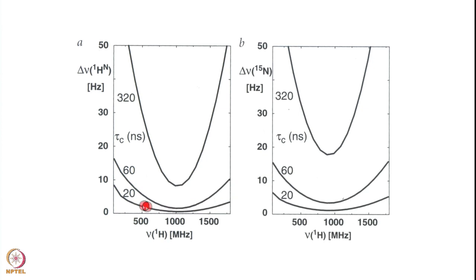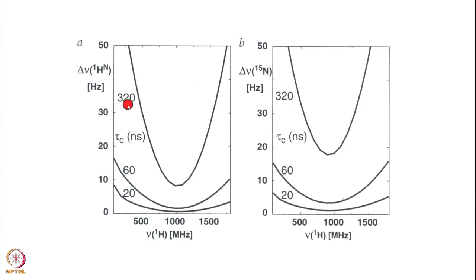And these various numbers indicated on the curves actually indicate the correlation times. The correlation time reflects the size of the molecule. Okay, a 20 nanosecond correlation time is a relatively small molecule, 60 nanosecond is larger, and then this is 320 nanosecond, an extremely large molecule.